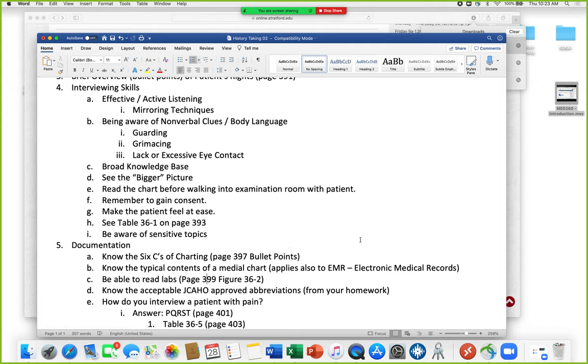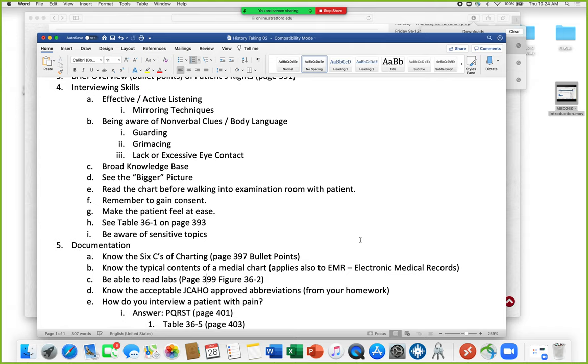And SOAP applies to all electronic medical records. All the tabs in all the electronic medical records fall into that category. Is it subjective? Does it deal with the patient's history? Is it objective? Does it deal with the physical examination and/or laboratories, which is the bulk of this class? Does it deal with A, the assessment or the diagnosis, or P, does it deal with the plan?